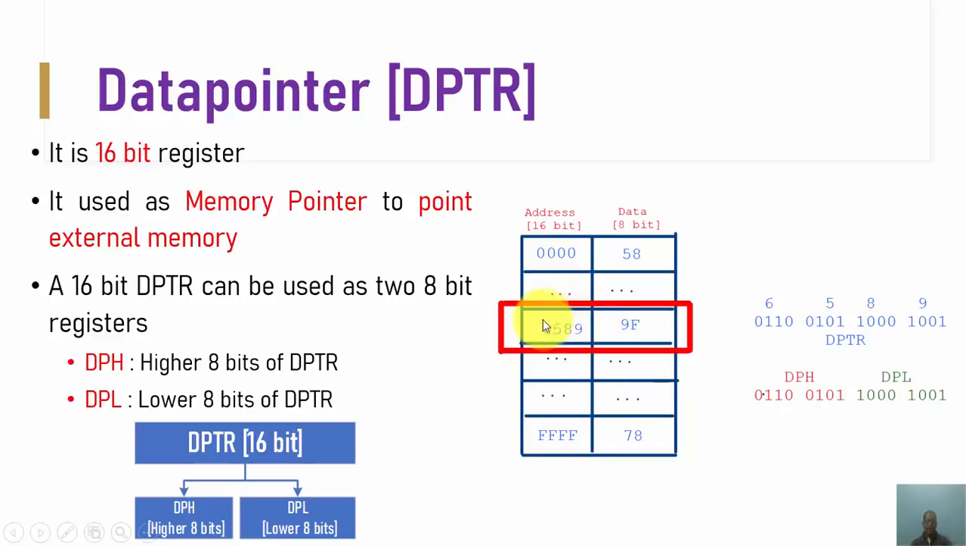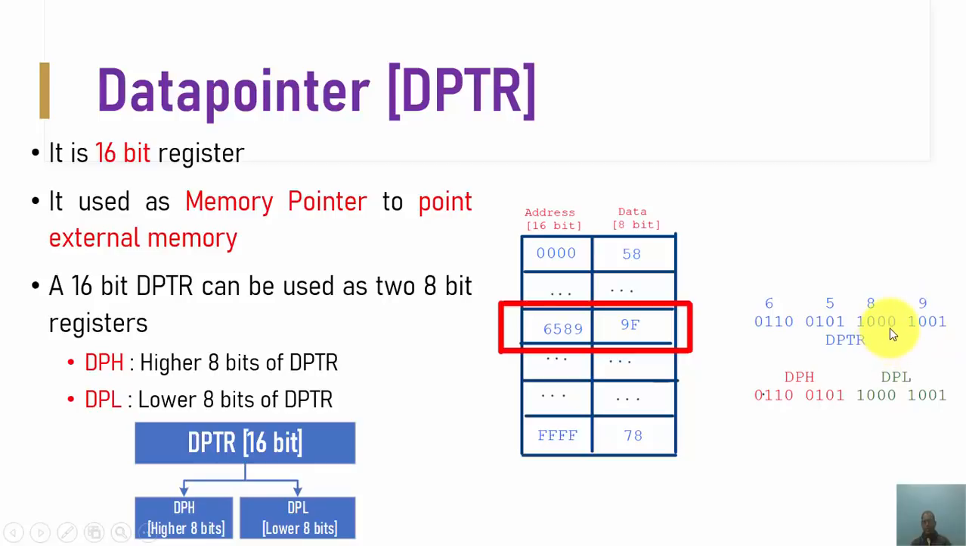So suppose right now I want to copy this data, that is 9F, which is present at the memory location whose address is 6589. First of all, we have to point out this memory location, and this task is done by whom? Your DPTR. The DPTR is now going to hold this specific address.